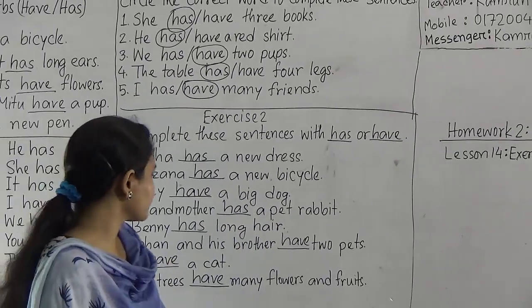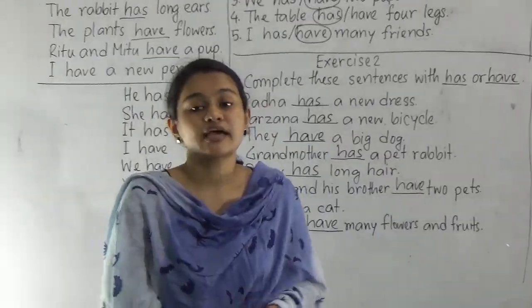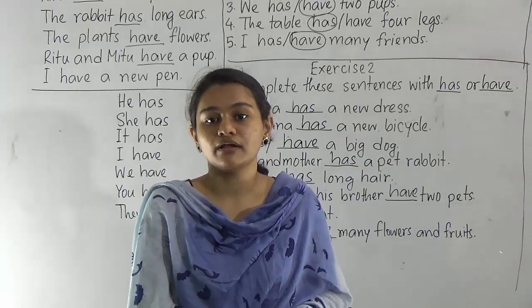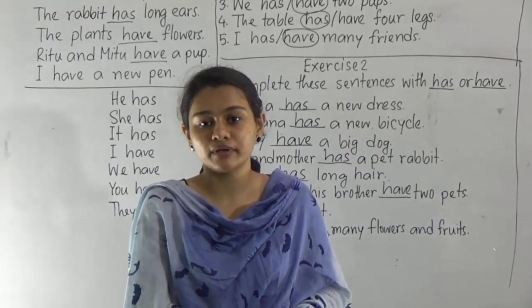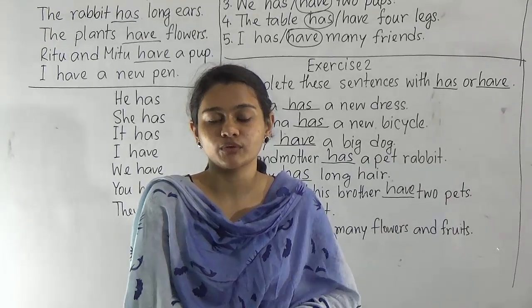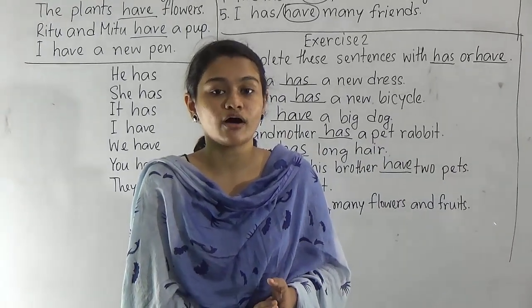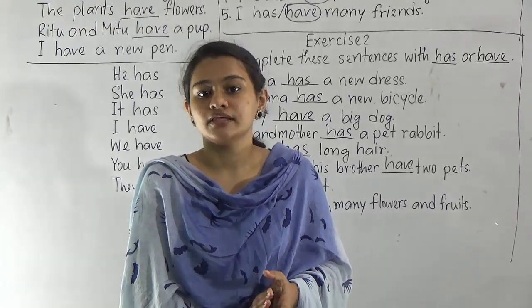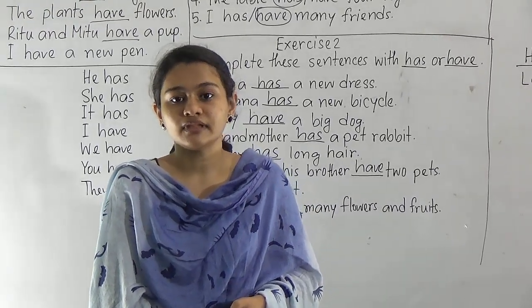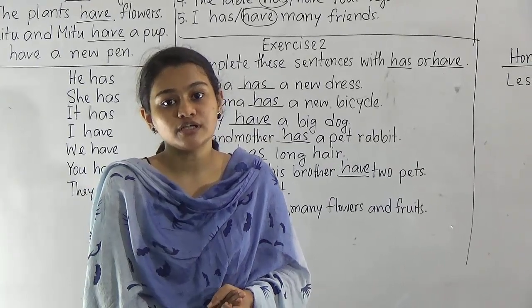So we will use has when we are talking about only one person, one thing, one animal, one bird, whatever is one. And whenever we are talking about more than one of something, we will use have verb. So I hope you have understood our today's topic.